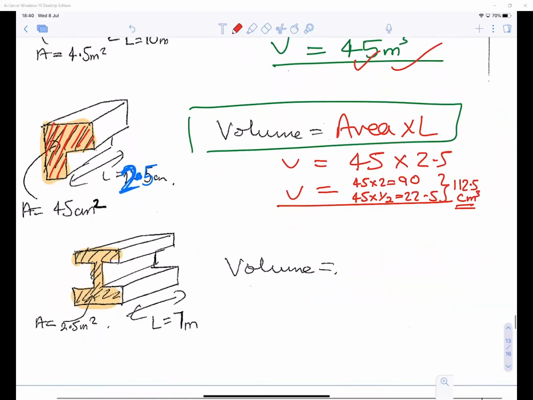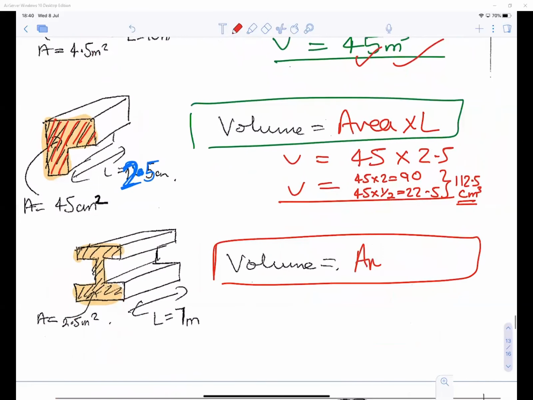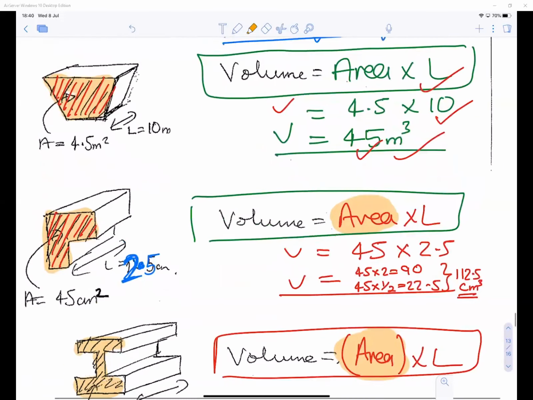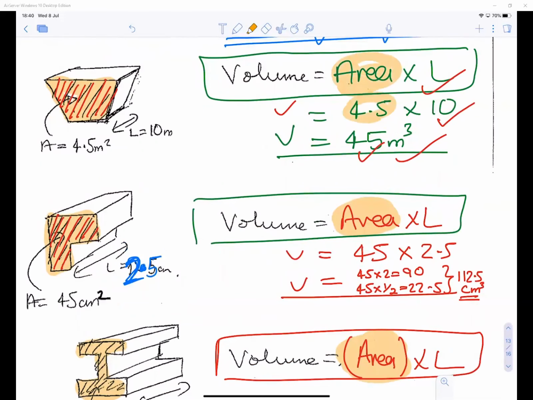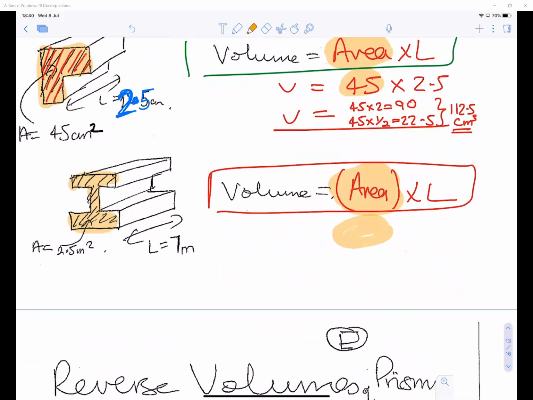Excellent. Next question. So what you do now, you do area times by length. Volume equals area of the cross section times by the length. The cross section is the shaded area at the front, which is orange. Okay, lovely. So you do 2.5 times by 7. And then after you do that, the answer should be 17.5 meters cubed.